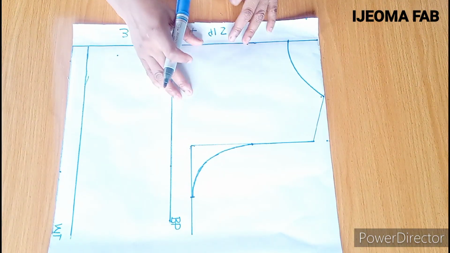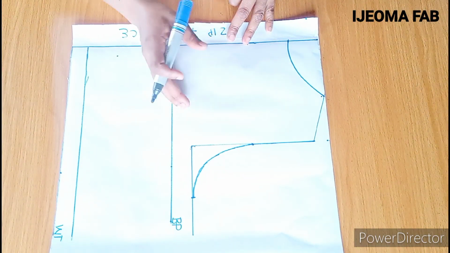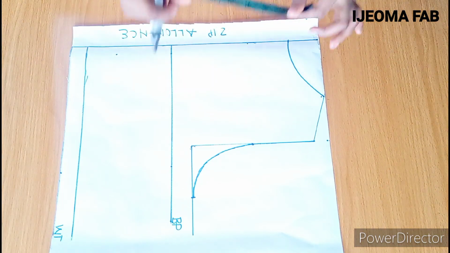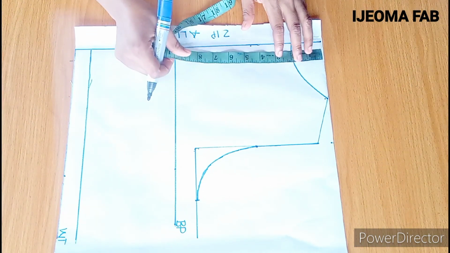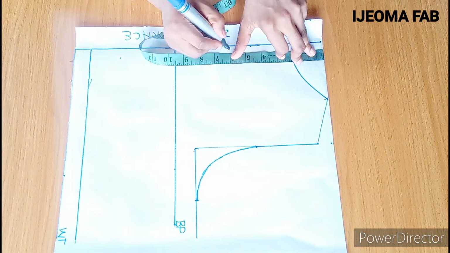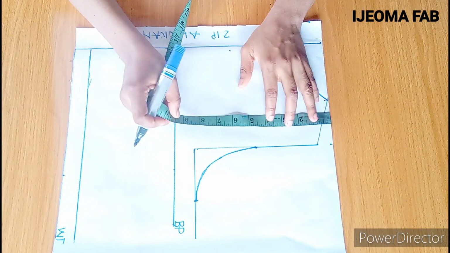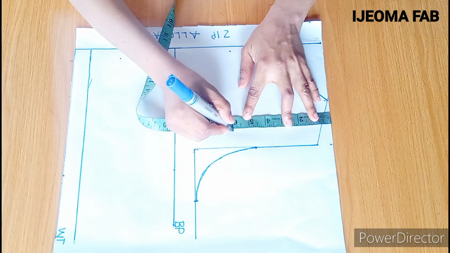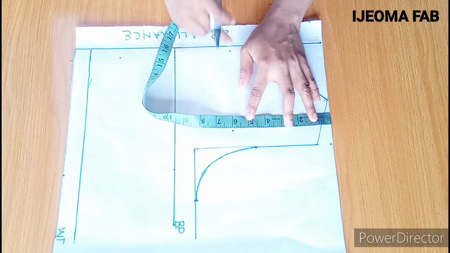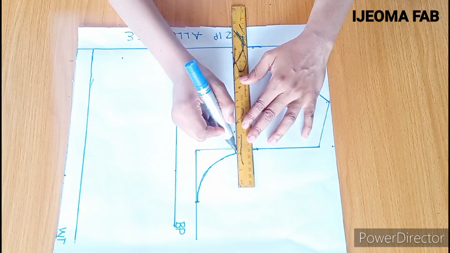So the next thing now to do is also to mark where my yoke is going to stop. So I'm also going to mark 6 inches like I did for the front panel. So the yoke will be 6 inches. I'm going to connect with a straight line.